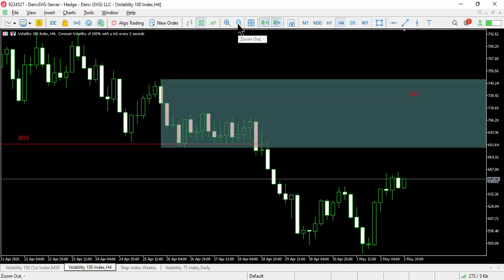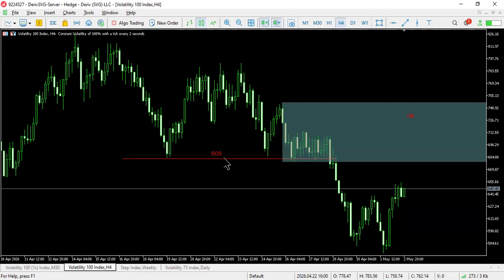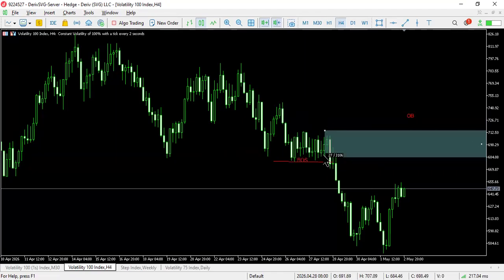Heading over to the 4 hours time frame. From the 4 hours time frame, adjusting our break of structure, it's going to be at that level. And then our order block, adjusting it to the 4 hours, it's going to be at that level. That's pretty much it from the 4 hours time frame.